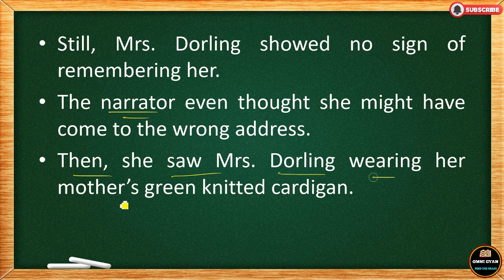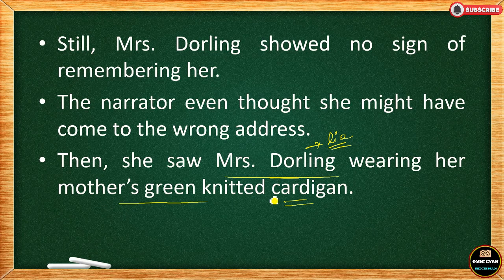Then she saw Mrs. Darling wearing her mother's green knitted cardigan. Okay. Now, when the narrator saw Mrs. Darling very nicely, she saw that Mrs. Darling was wearing a coat, a cardigan, a coat type, okay? And it was green in color. And the narrator immediately recognized that this cardigan was given by my mother to Mrs. Darling. So how can Mrs. Darling refuse to recognize me? So the narrator immediately understood that Mrs. Darling is telling a lie, that she does not know my mother. She knows my mother very well because she was wearing that green cardigan, that was given to Mrs. Darling by the narrator's mother. Okay, so naturally Mrs. Darling was telling a lie. The narrator had come to the right address.